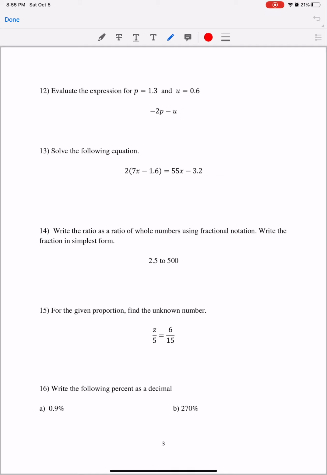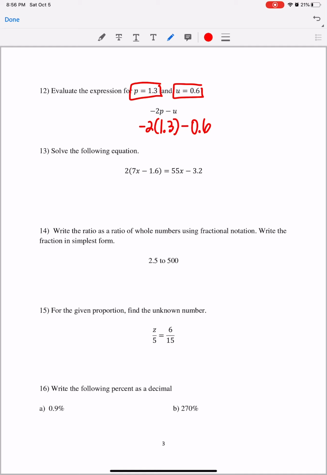Evaluate the expression for P equals 1.3 and U equals 0.6. So straight substitution. I've got negative 2 times, what's my P? My P is 1.3. Minus my U, what is my U? 0.6. This is again calculator work. Just put this in your calculator exactly the way it looks.